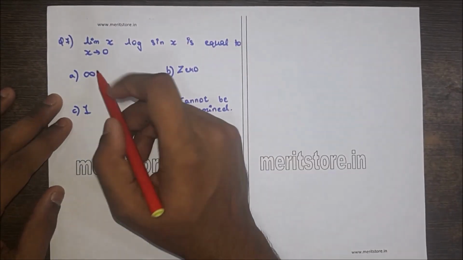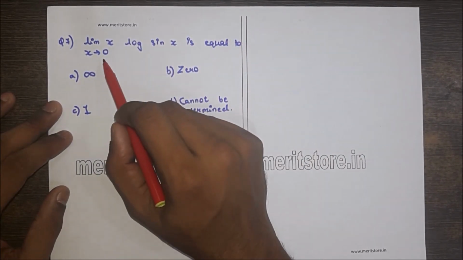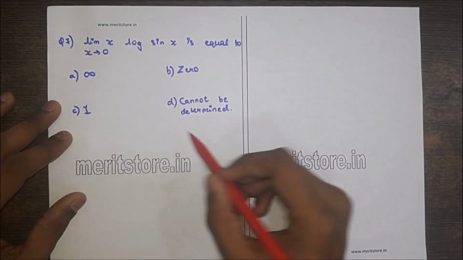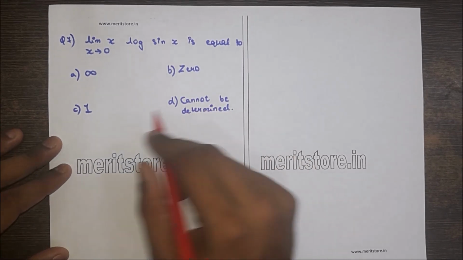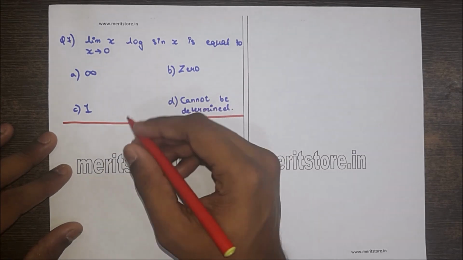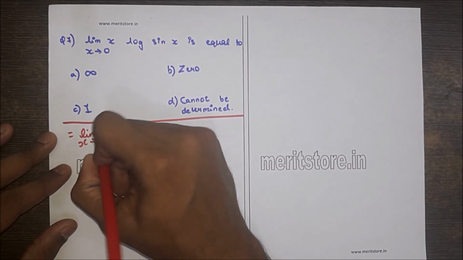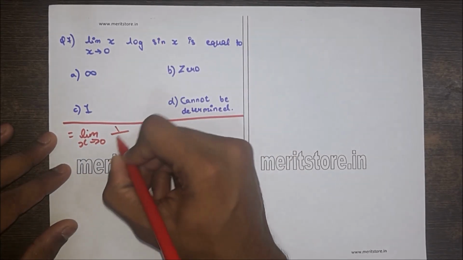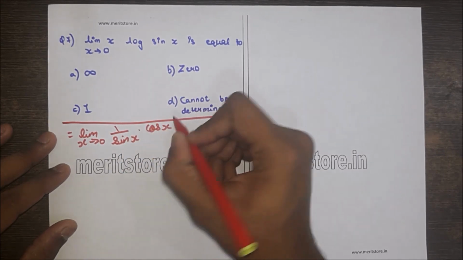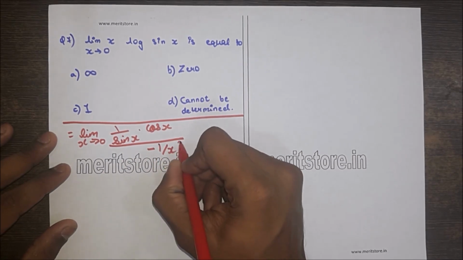Limit of x tends to 0 of x log sin x is equal to option A infinity, B 0, C 1 or D cannot be determined from the information given. First, on applying L'Hopital's rule, we get limit of x tends to 0, 1 upon sin x into cos x upon minus 1 by x square.